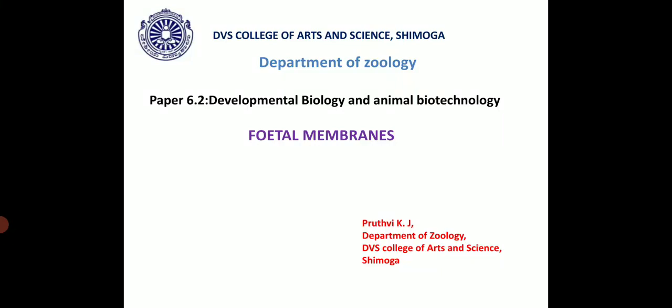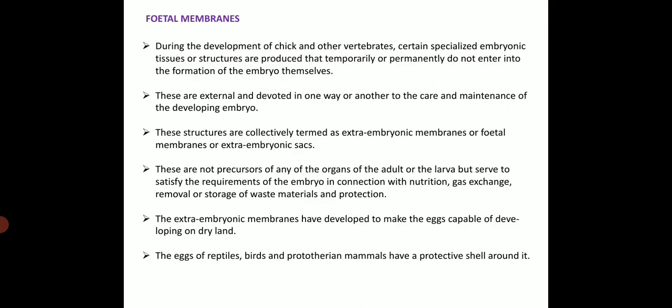Dear students, today we are discussing the fetal membranes of chick. During the development of chick or any other vertebrate, certain specialized embryonic tissues or structures are produced that may be permanent or temporary. They do not enter into the formation of the embryo themselves. These are external and devoted in one way or another to care and maintain the developing embryo.